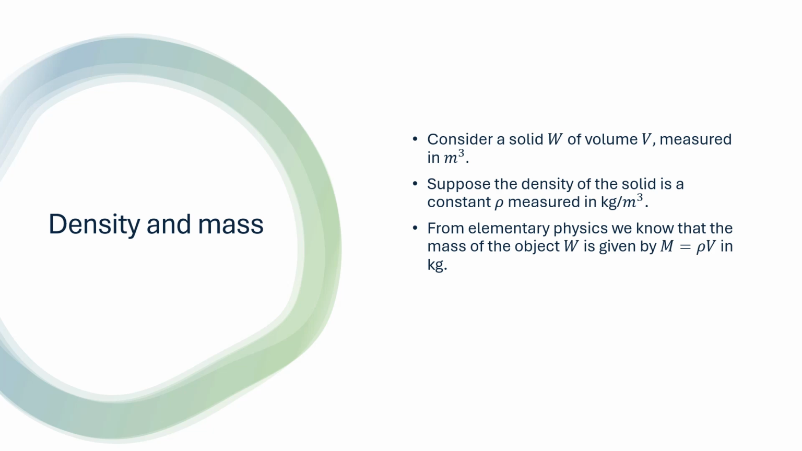So we know from this that if we have an object with a constant density and we know its volume, then we can compute its mass. What we want to talk about here is what happens if the density is not a constant anymore? What would we do then to calculate the mass?